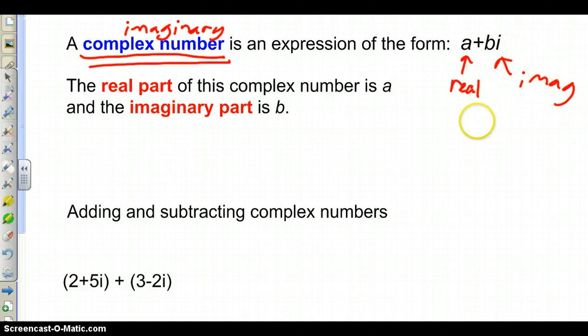And for example, even if you have the number 7, well, that's a real number, but I could write this as a complex number, one that has a real and imaginary part. I would just say 7 plus 0 times i. Now that's a complex number with only a real part to it. I mean, there's really no imaginary part to that.